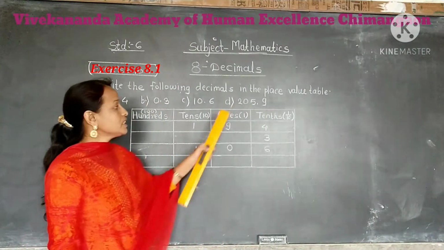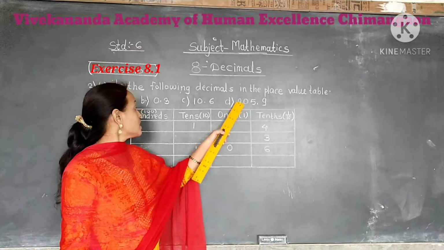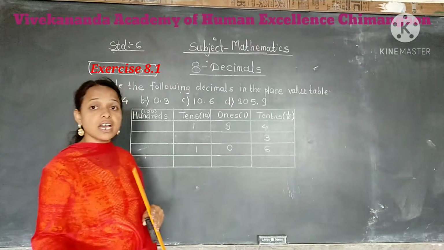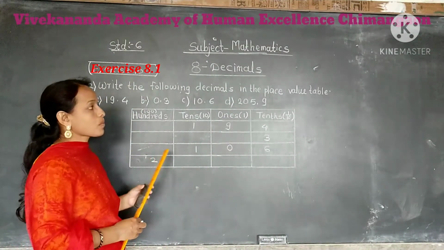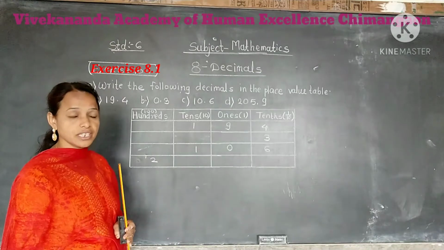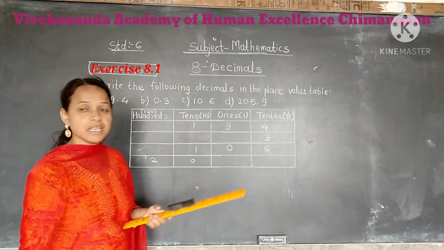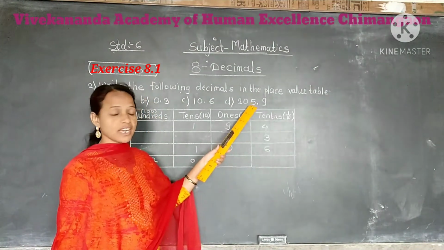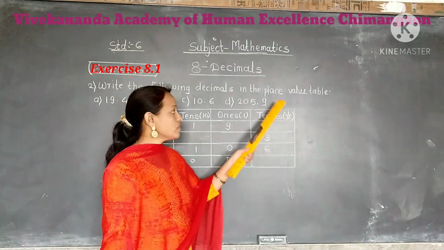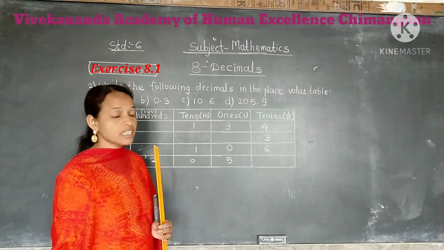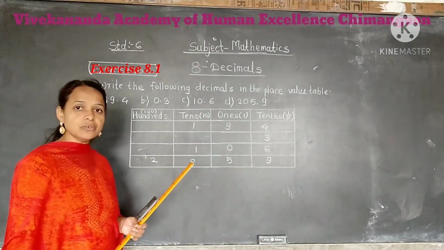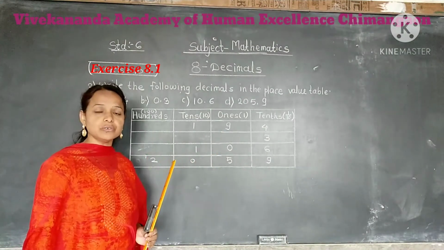Now the next number is 205.9. Here digit 2, its place value is hundreds. Digit 0 goes in the tens column. And the place of digit 5 is ones, so we write digit 5 in the ones column. The place of digit 9 is tenths, so we write digit 9 in the tenths column. In this way, we write decimals in the place value table by using a common place value table.